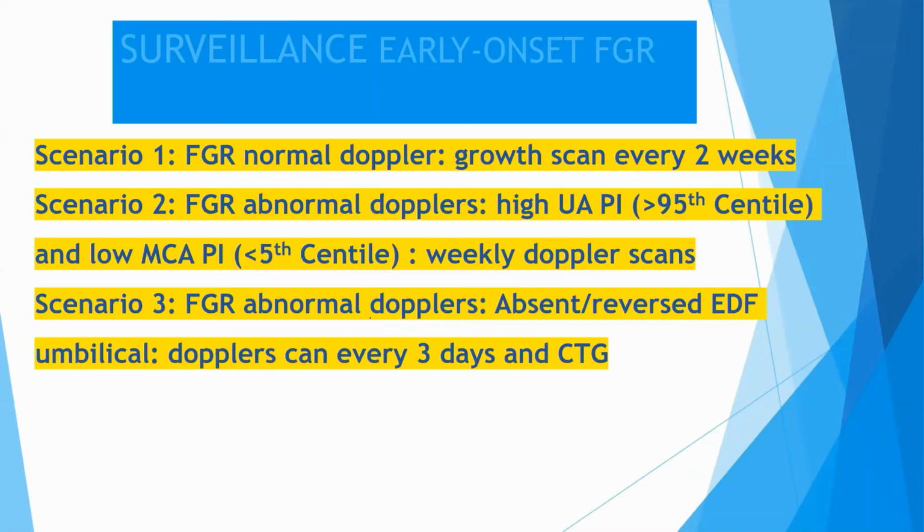Scenario 3, the baby now has absent or reverse end diastolic flow in the umbilical artery Dopplers. Whether this can be together with a low MCA or without, but usually they follow each other. If there's absent or reverse end diastolic flow, usually the middle cerebral artery PI is also low. In this case, now we scan them every 3 days, and ideally then we should do a CTG for these babies. But in our case, we don't have a CTG. As I said, we've just been scanning the babies every 3 days.